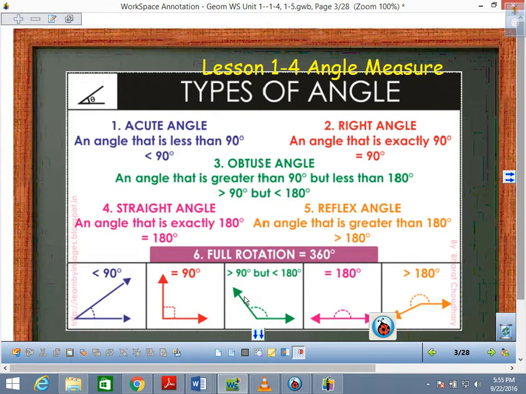Then we have an obtuse angle. Obtuse is bigger than 90 degrees but less than 180. When we have 180 degrees, it's just a straight line, or it's called a straight angle. In geometry, we don't use this because we call it a line, not an angle. Then if you continue past 180 degrees, we have a reflex angle. We're not going to use reflex angles a whole lot in geometry, but it is a vocab word for right now, and you do need to know what it is.